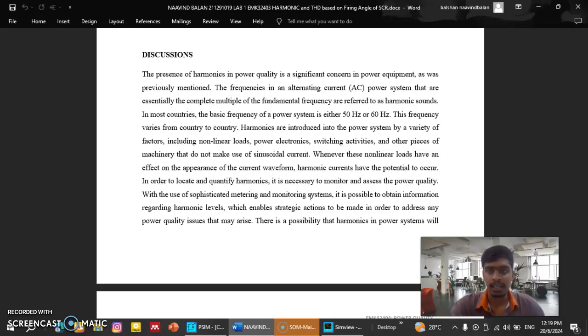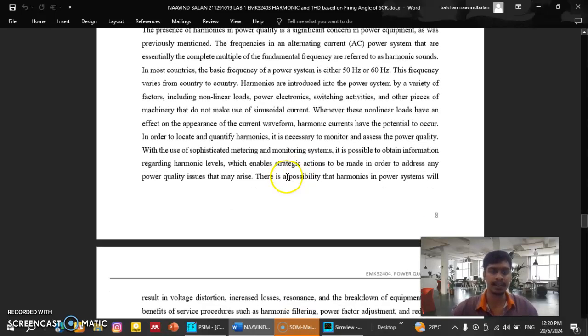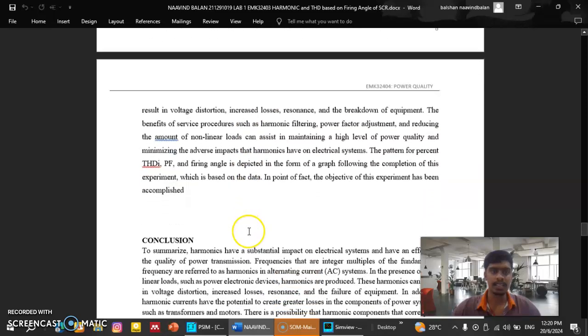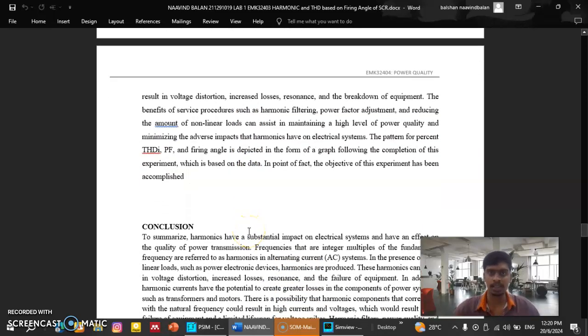At the same time, nonlinear loads cause distortion in the current waveform, producing harmonics in the currents and voltages. It is necessary to monitor and assess the power quality. As a result, there will be increased losses, resonance, and breakdown of equipment. Managing nonlinear loads can assist in maintaining a high level of power quality and minimizing the adverse impacts of harmonics on electrical systems.